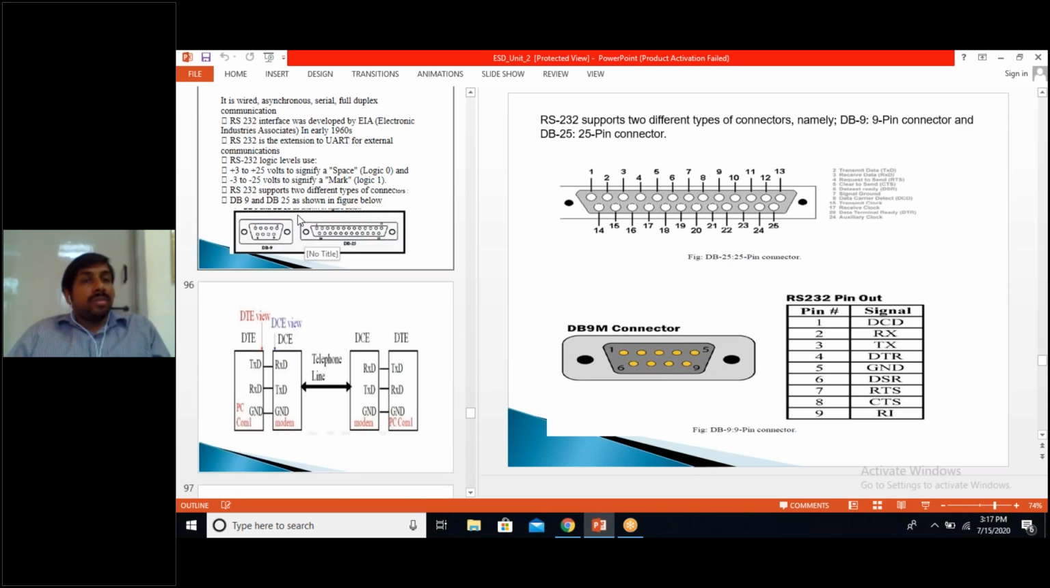So this RS-232 is a wired asynchronous serial full duplex communication developed by EIA in the early 1960s. It is extending the concept of UART, and we are using the voltages minus 3 to minus 25 volts for logic 1, and for logic 0 it is plus 3 to plus 25 volts.